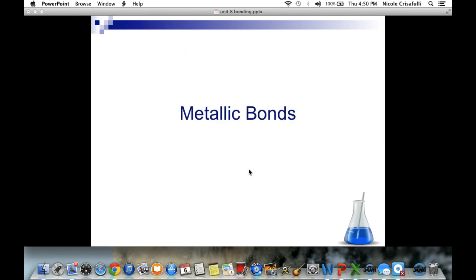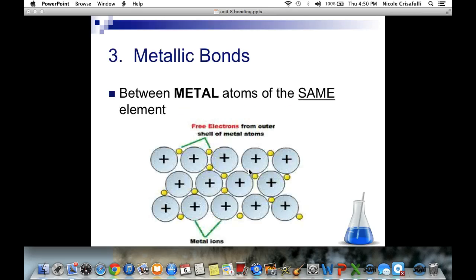Those are ionic and covalent. Now let's talk about metallic. Metallic bonds are different. Metallic bonds happen between metals in atoms of the same element. So we have all the same metal atoms here, and remember, we have those free moving electrons between all of those atoms.